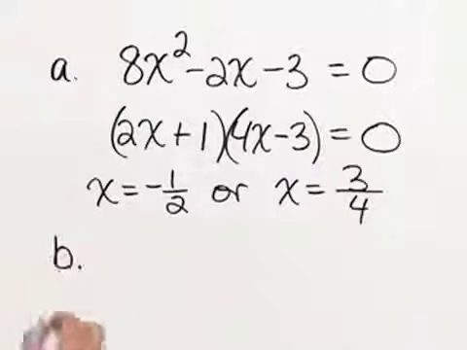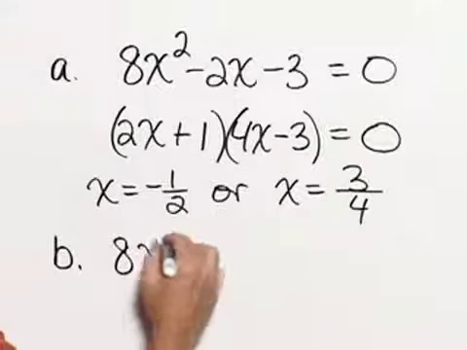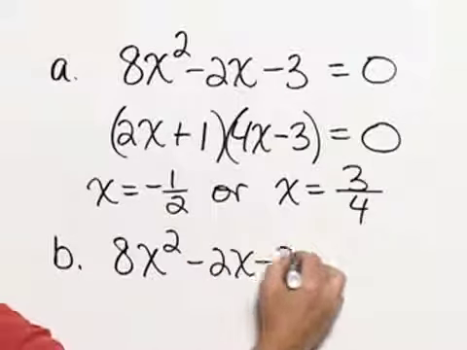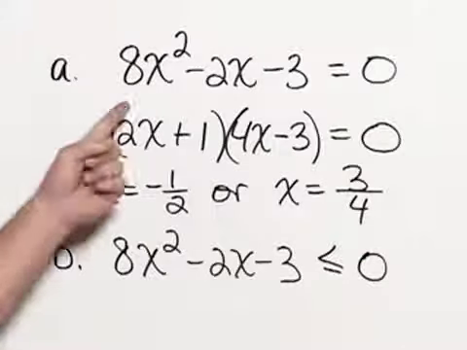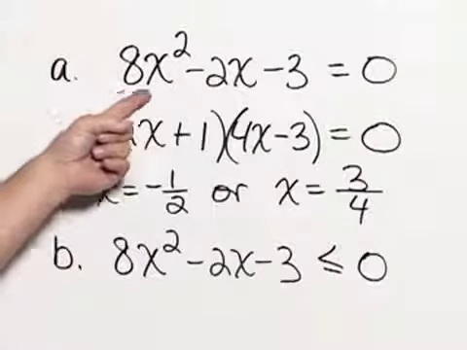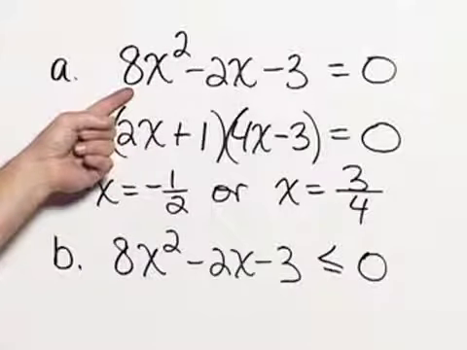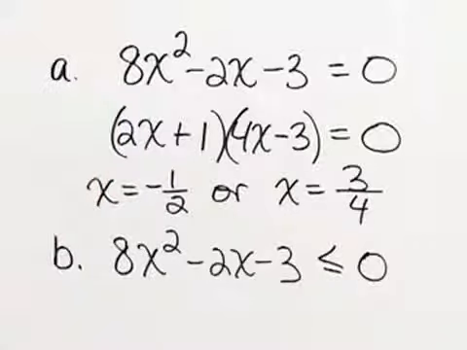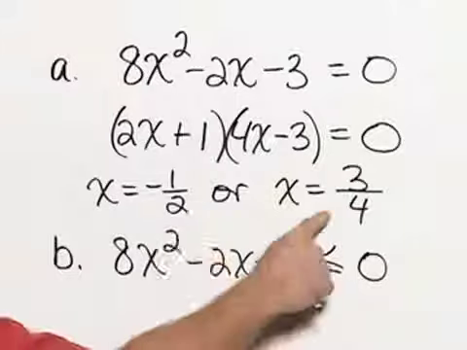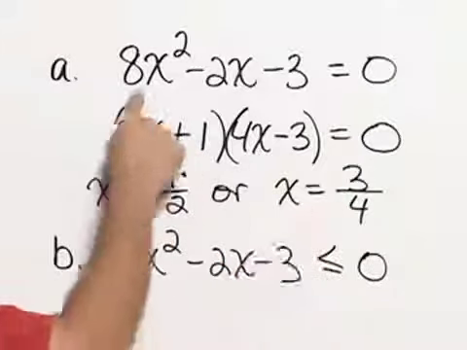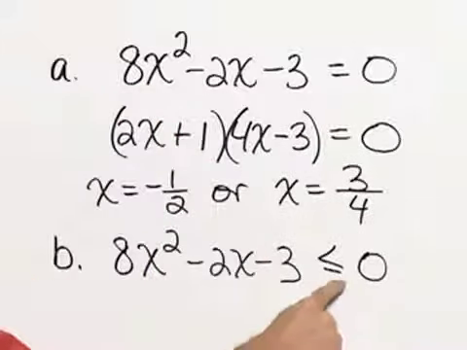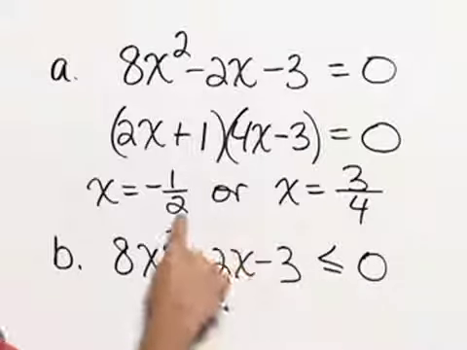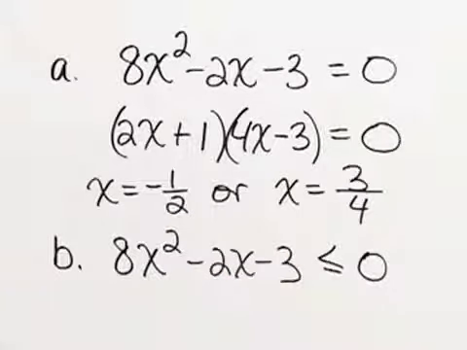Now for B, we are supposed to solve the same expression, 8x squared minus 2x minus 3 is less than or equal to 0. Notice that the coefficient of the x squared term is 8, and that means it's a parabola that opens up. Since these are our two x-intercepts, we know that the vertex will occur halfway between them, and because it's a positive A, this parabola opens up, and therefore we're interested in that section that is between the negative 1/2 and the positive 3/4.